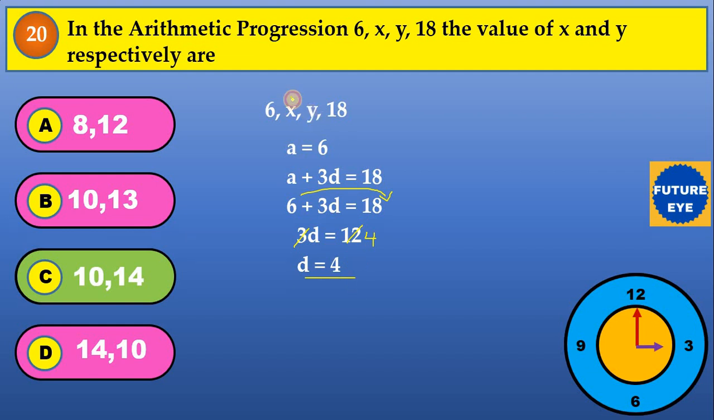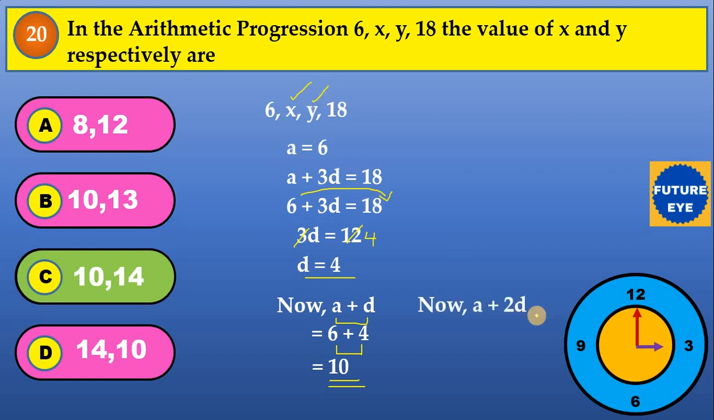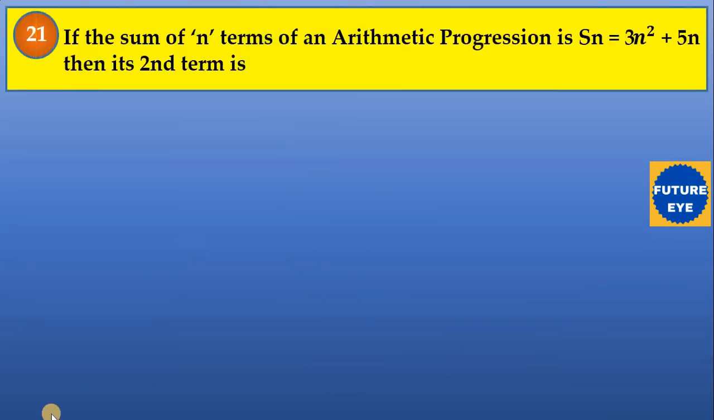Now we can find the second term easily. How can you write the second term? a plus d. Substitute the values of a and d here. The a value is 6 and d value is 4. Therefore the second term will be 10. Next we need to find the third term, children. The third term we can write as a plus 2d. Substitute the values: 2 multiplied by 4 is 8, so 6 plus 8 is 14. So 10 is the second term and 14 is the third term. Hence option C is correct. Let's take another problem, children.